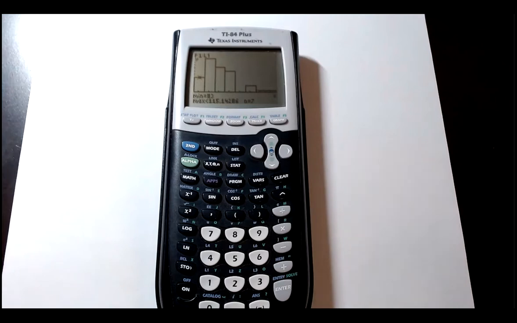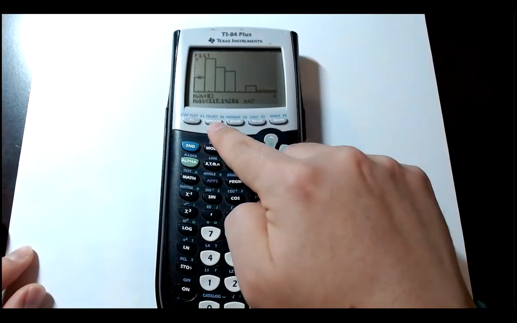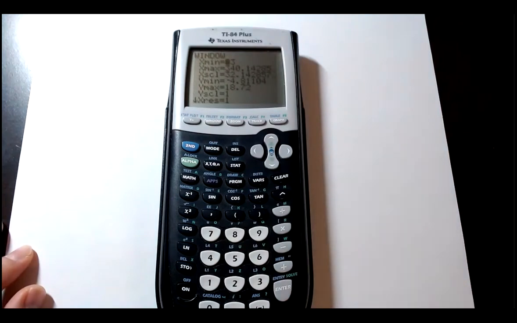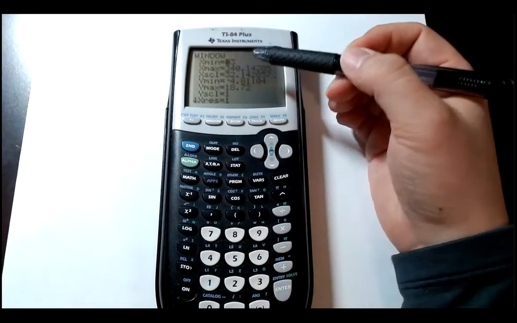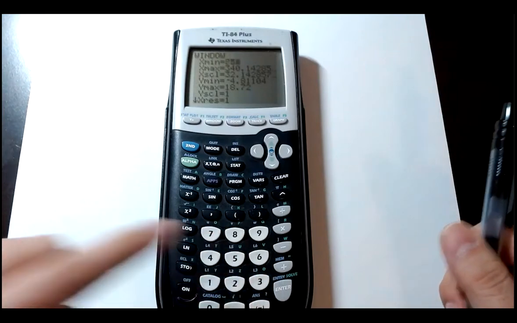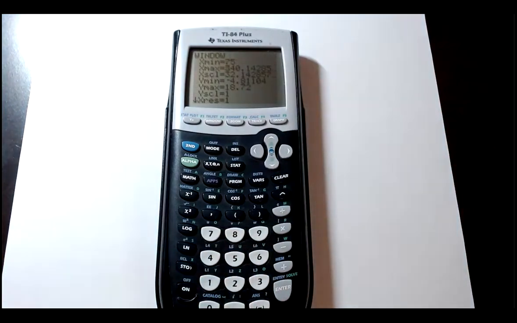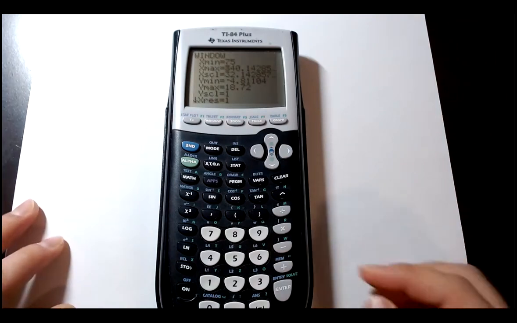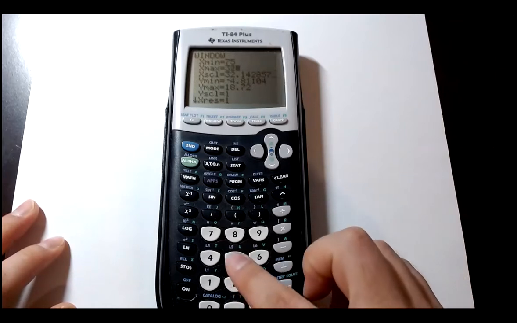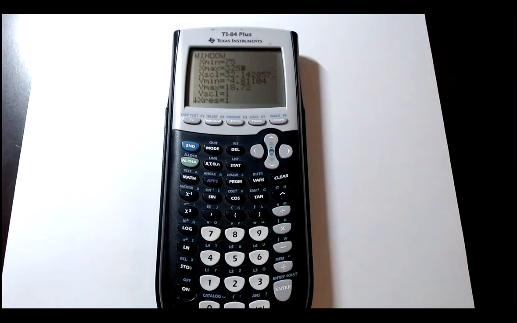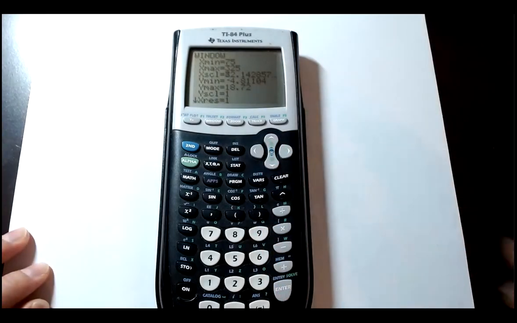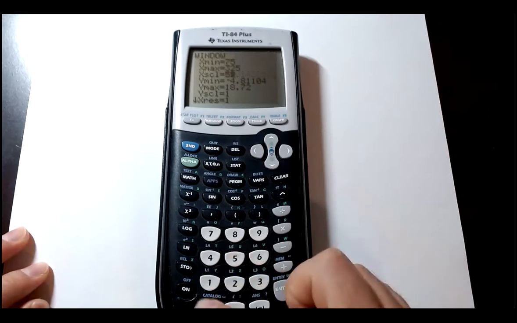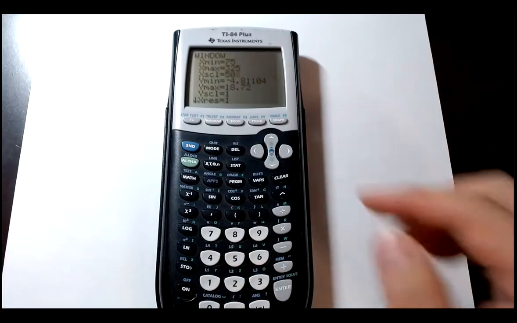Anyway, we want to change the number of classes and class width. So we press window. X minimum is the lower class limit of the first class, so it should be 75. And X maximum is the upper class limit of the last class, which should be 325. I know in the frequency table it was 324, but in the calculator we just enter 325. The X scale is the class width, which is 50, as in the textbook example.